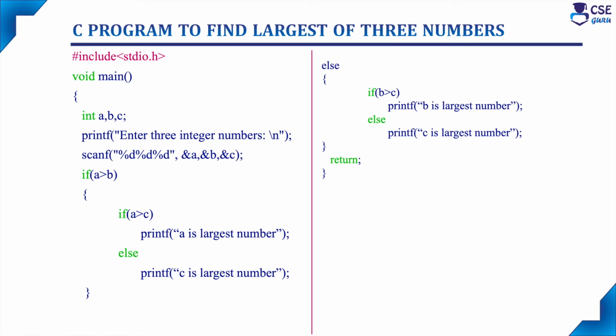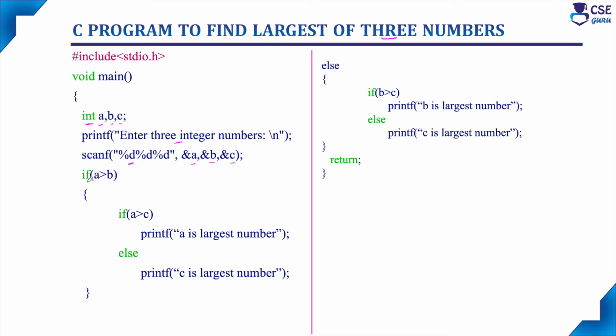So now we will discuss an example to implement nested if statement. The program is to find the largest of 3 numbers. Here we have declared 3 integer variables A, B and C. Using the printf statement, display on the output screen: enter 3 input numbers. So we need to accept 3 input values and store them in the memory locations of A, B and C. And %d represents the format specifier for the integer data type.